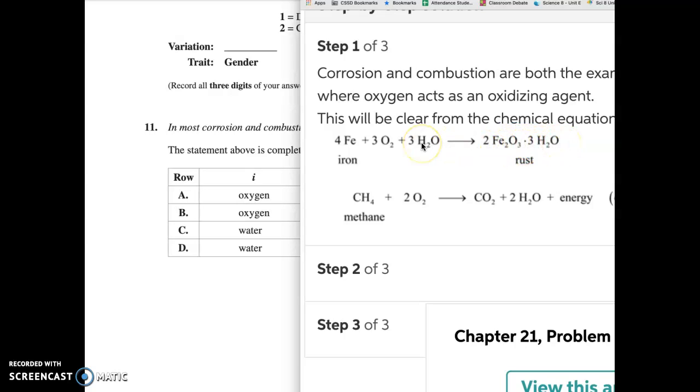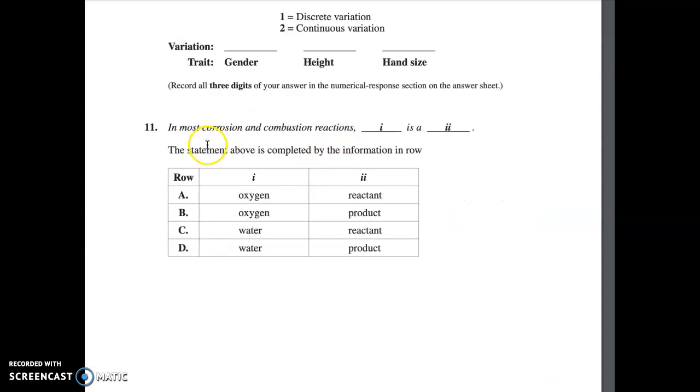Okay. And when we burn something, we usually take our energy source, our fuel, a carbon-based energy source, methane in this occasion, and oxygen. So our combustion reaction produces carbon dioxide, water vapor, and light and heat energy. Okay, so that's also an exothermic reaction. So in both of those reactions, oxygen is a reactant.